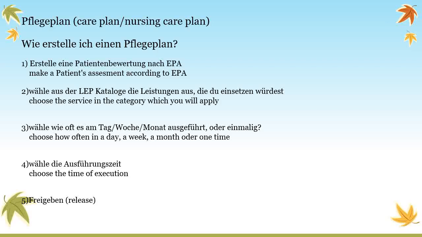So how can I create a nursing care plan? How does the process run here? First, I need to check the patient using APAR and know which services are needed. Second, I choose the relevant services for the corresponding disability. Third, I decide how often the service will be applied: per day, per week, per month, or once. Fourth, at which time it should be done, and give it release.